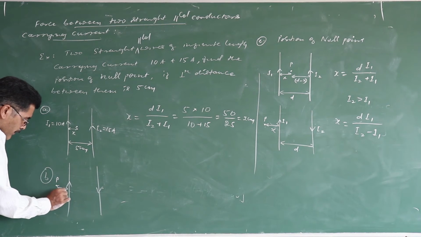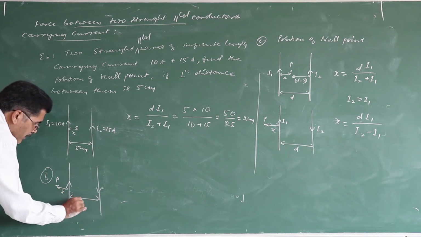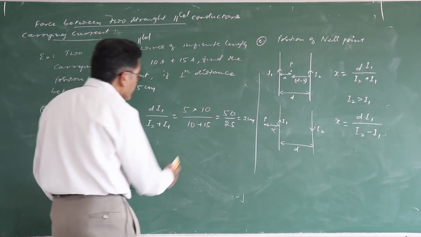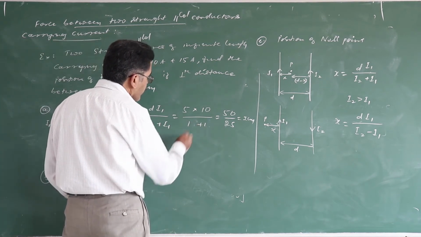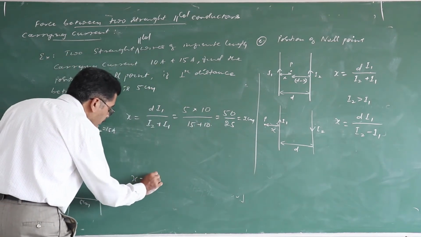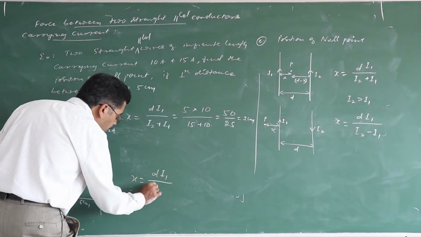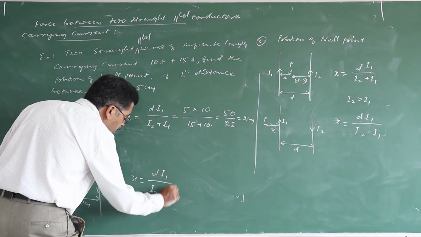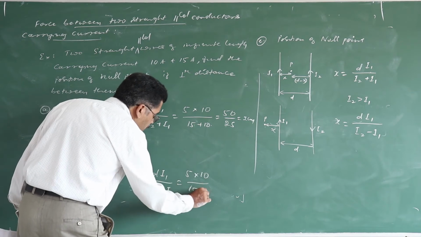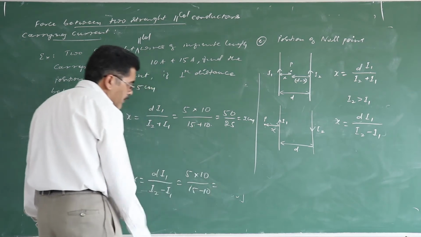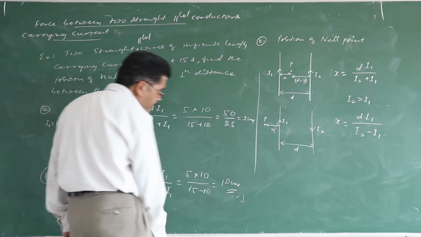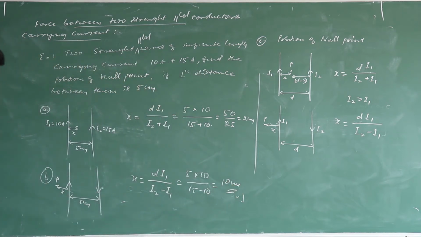Suppose the current flows in opposite direction, then the null point will be here, point P. This distance is x. This is 5 centimeter. So in this case, x is equal to d into I1 by I2 minus I1, 5 into 10 divided by 15 minus 10. This becomes 10 centimeter, 10 centimeter away from it.